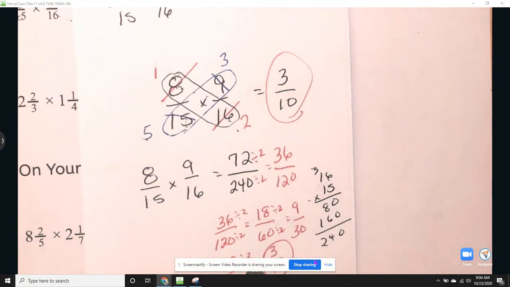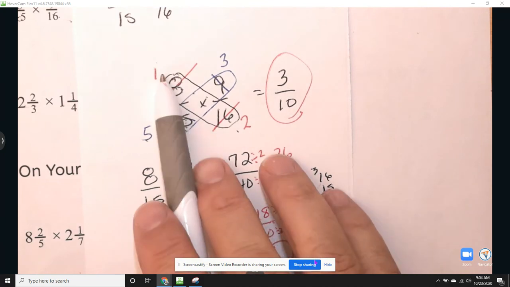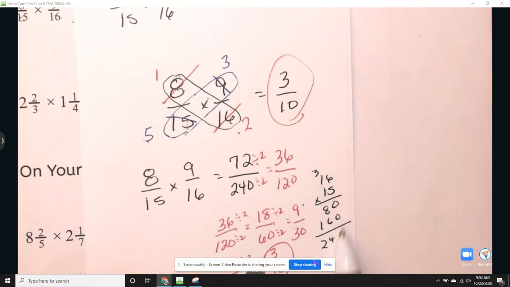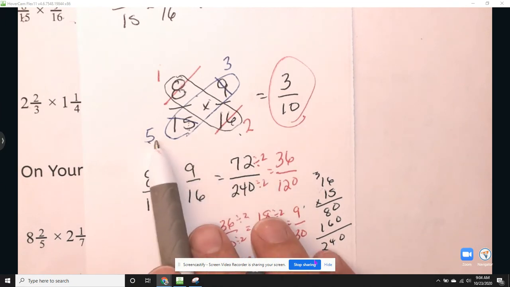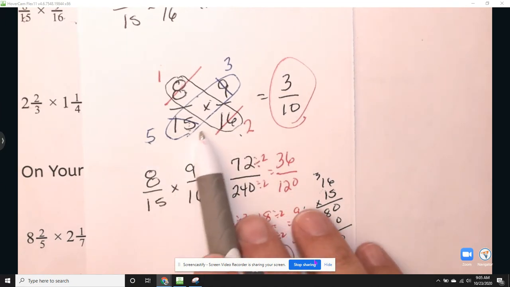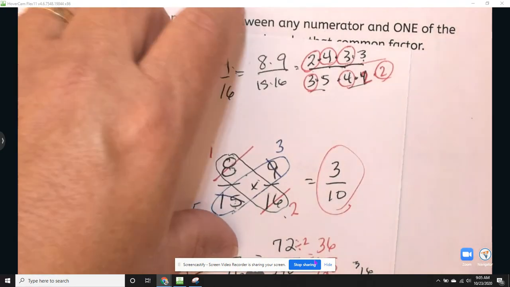So we look for a common factor between the numerator and the denominator before we multiply. It makes the math easier, there's less to simplify, and it makes the multiplication easier. I had to do 8 times, 15 times 16 over here to get my 240, when here, my denominator times denominator was just 5 times 2. Okay, so we're going to do a couple more examples.